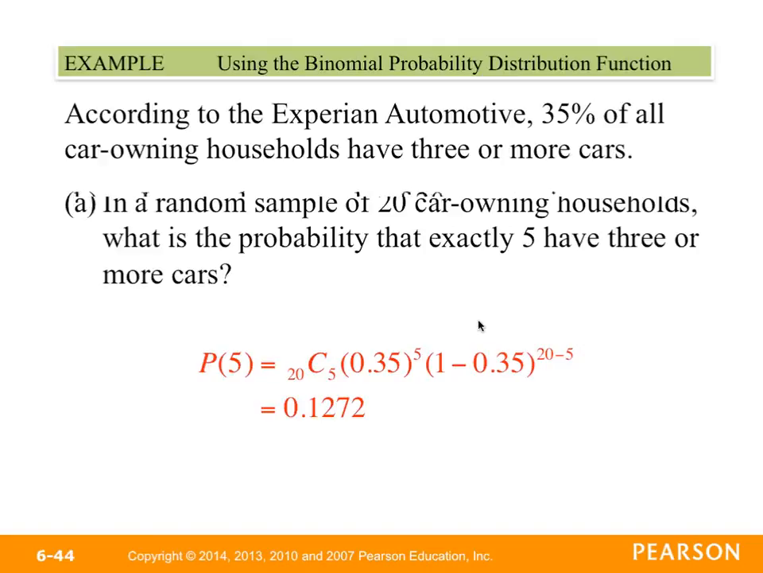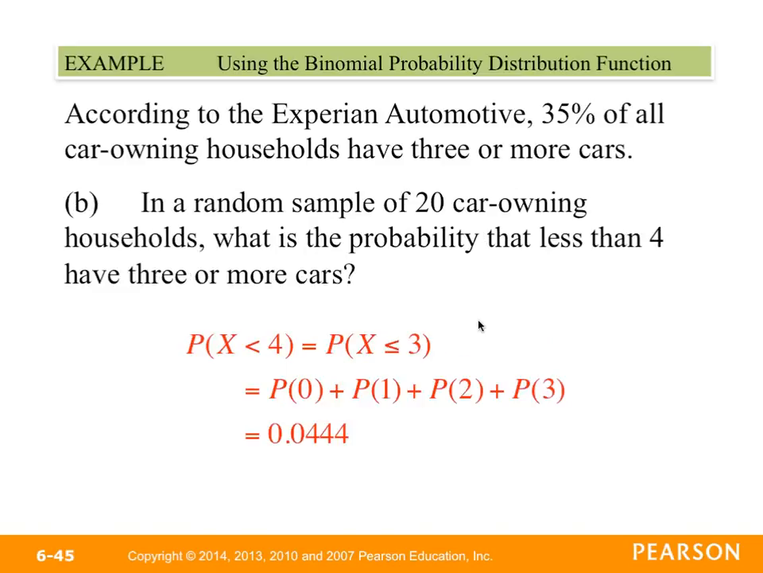Okay, we can also ask other types of questions. So this is the same setup. We still know that 35% of all car-owning households have 3 or more cars, but this time we have a bit of a different question. It says, in a random sample of 20 car-owning households, what's the probability that less than 4 have 3 or more cars? So the difference between this one and the last one is that we have less than. The last one we had exactly 5. This one we have less than 4.